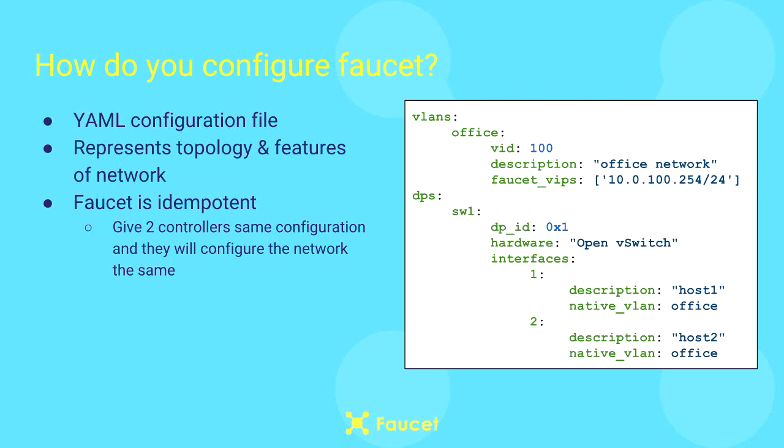Then we have a list of DPs, or data paths, and these are your switches. In this example, we've got switch 1. It's an Open vSwitch, a software switch, with data path identifier 1. It has 2 ports, and you put them on those VLANs.